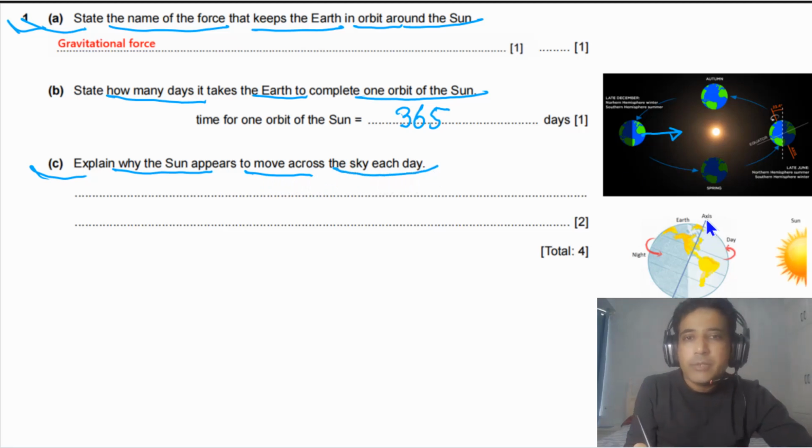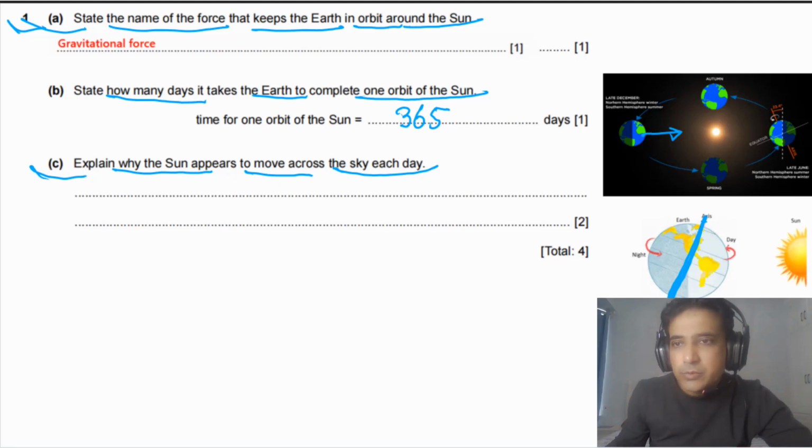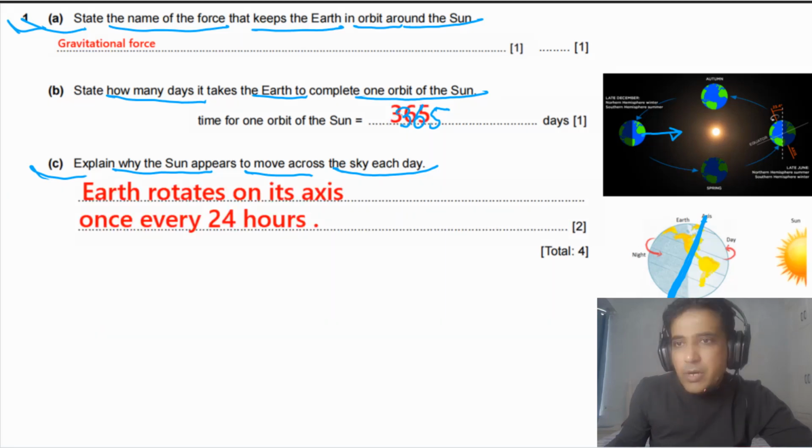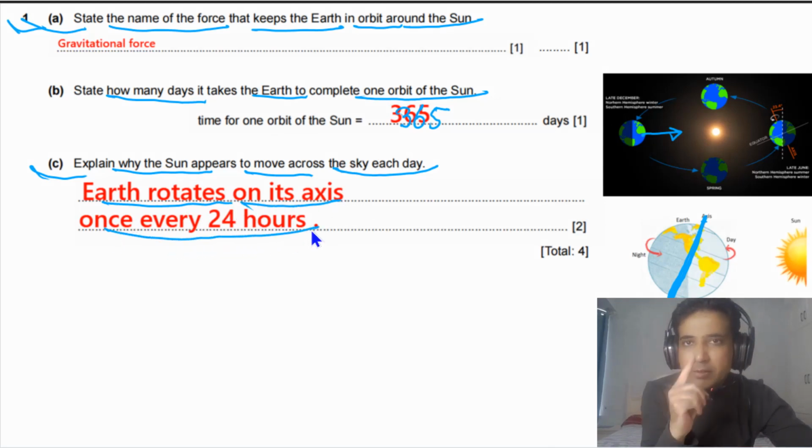The reason is that the earth is rotating around its own axis. So that's the reason the sun appears to move across the sky, because the earth is rotating around its own axis. So this is the axis. So earth is rotating around its own axis. So that's the reason the sun appears to move across the sky. So simply we can say earth is rotating about its own axis. So you can say earth rotates on its axis once every 24 hours. It means in one day earth completes one rotation about its own axis. So these are the answers for this question.